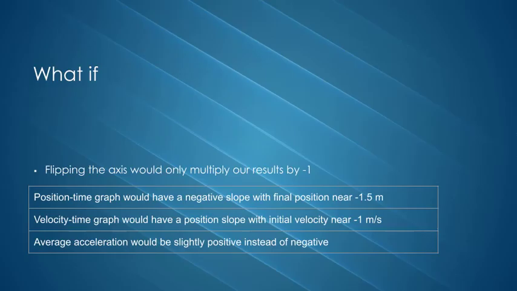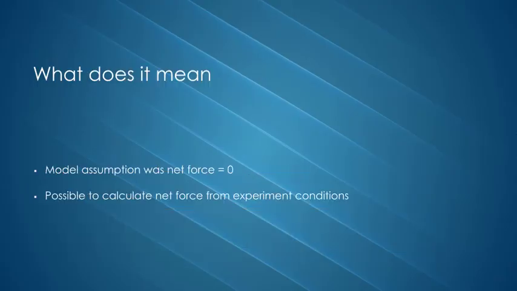When we analyzed the video in Tracker, we set our origin to correspond with our initial conditions. We also made it so that our object will be traveling in the positive x direction. If we chose to make our object travel in the negative x direction, the meaning of our results would not change. They would only be multiplied by -1. So for example, the final position would end up near negative 1.5 meters, and the velocity would have a positive slope, and the initial velocity would be near -1 meters per second.